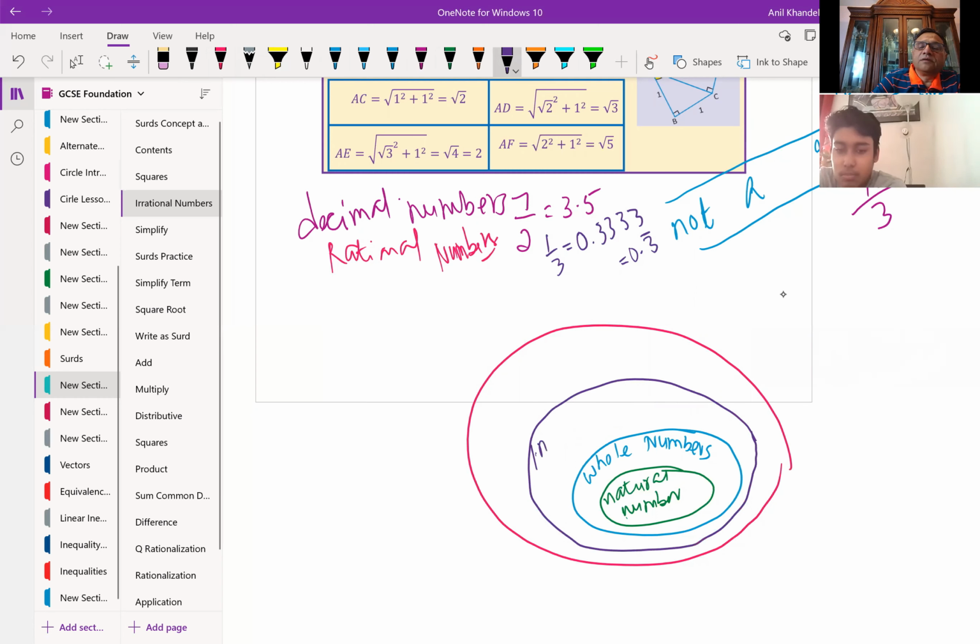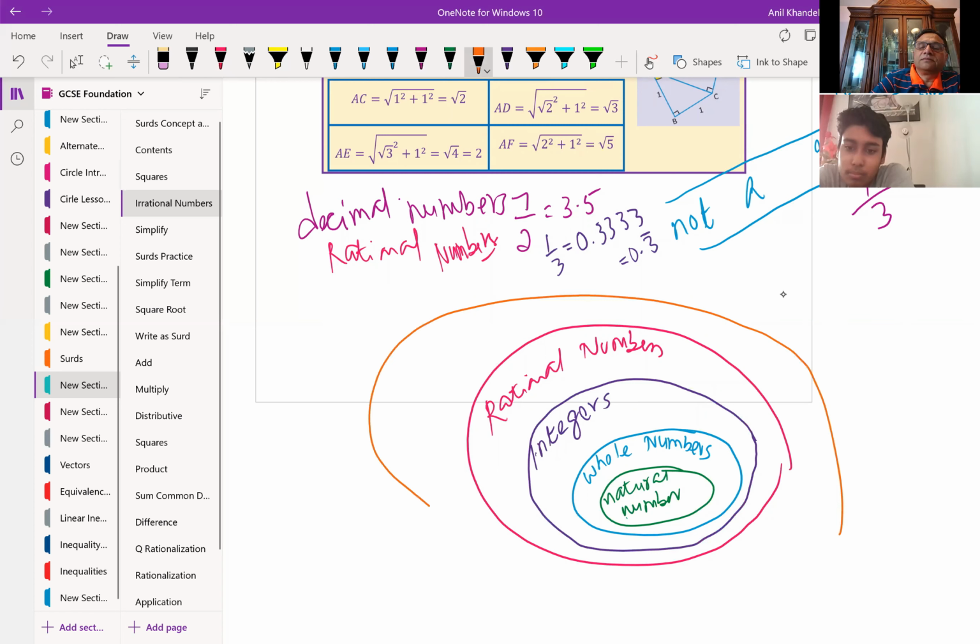Integers. And then I will write outside rational numbers. And then after this, I will write like this. Real numbers. So today, what we are talking about is real numbers. You understand? Okay.